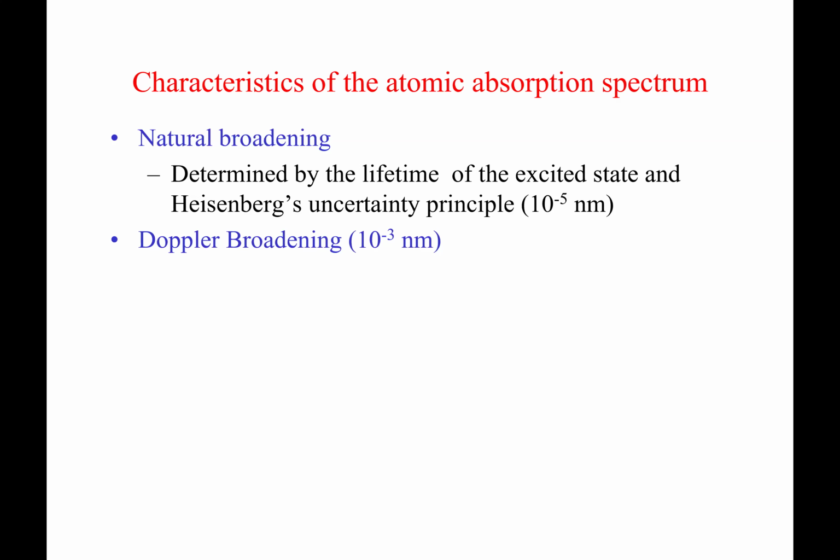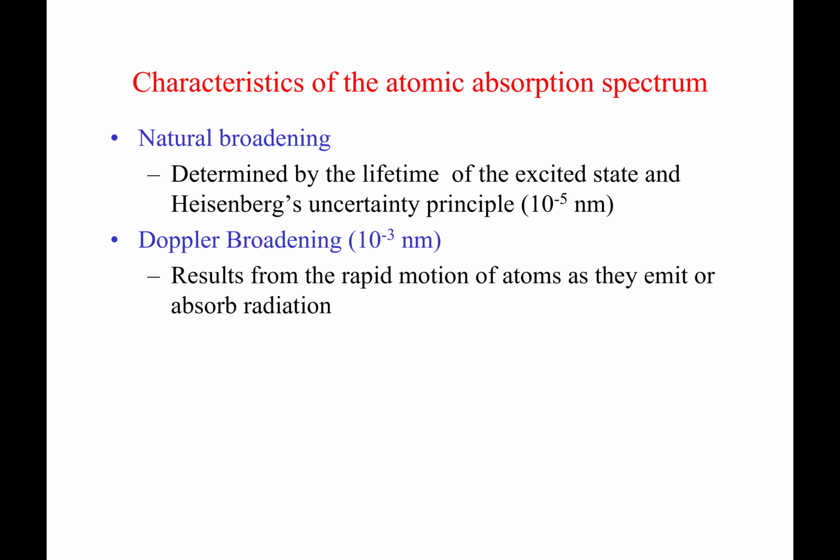Remember, we are dealing with atoms that are just moving. And so, are they catching the particular wavelength? But it's of that order, 10 to the minus 3 nanometers. So Doppler broadening results from the rapid motion of atoms as they emit or absorb radiation. I used the example of a train. So the rapid motion of atoms as they emit or absorb radiation. So you can see the closer they are to the particular radiation, the more they absorb; the farther they are, the less they absorb. Are we together there?